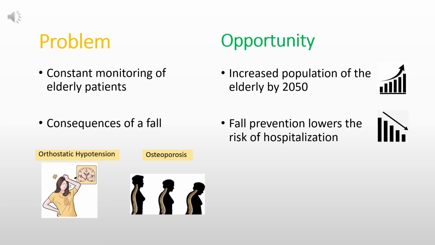Diseases such as osteoporosis and orthostatic hypotension among the elderly can be developed over time after a fall. The World Health Organization has predicted that the population of elderly people will increase by 2050, which will account for 20% of the world's population. Researchers have shown that fall prevention and detection devices have lowered the risk of hospitalization and death by 26% and 80% respectively. Hence, fall detection among elderly is crucial in solving financial burden due to injury and medication caused by accidental falls.